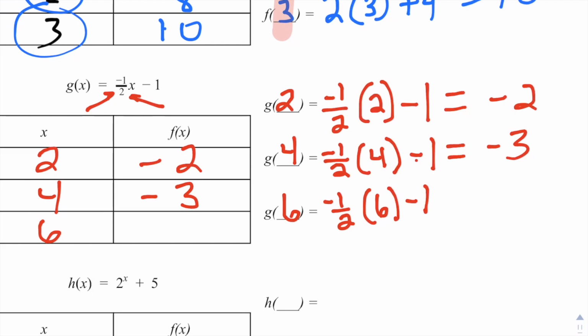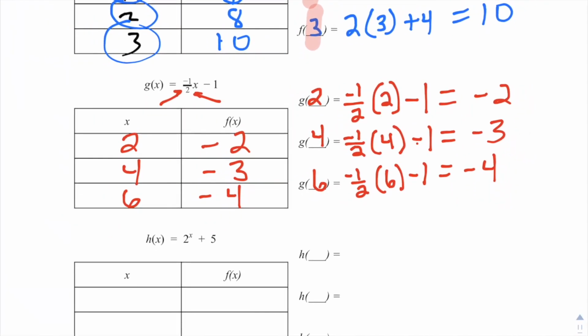And then 6, half of 6 is 3, but times a negative is a negative 3. So negative 3 minus 1 equals negative 4. So when we put in 6, we get a negative 4 out. And that is our subtraction function with a fraction that makes it a little bit more challenging.